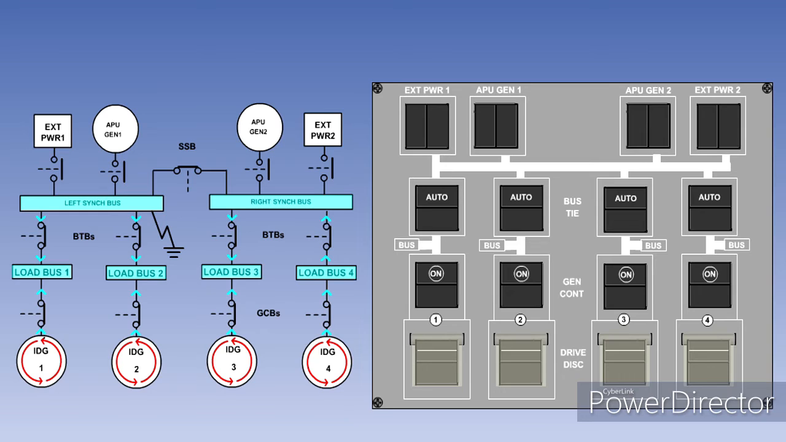A short circuit on the left synchronizing bus bar, for instance, will cause the split system breaker and bus tie breakers 1 and 2 to open, isolating the affected bus bar. The system is almost completely automatic. The pilot does not normally make any selections apart from selecting the APU generators or external power on. If it is required, he can latch out any of the GCB or BTB switch lights, locking the associated breaker open.